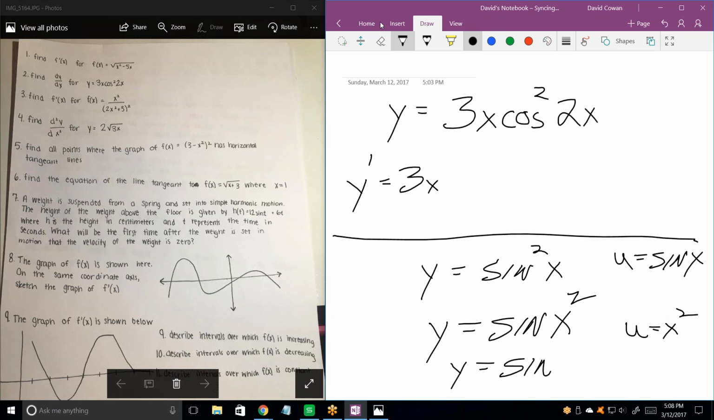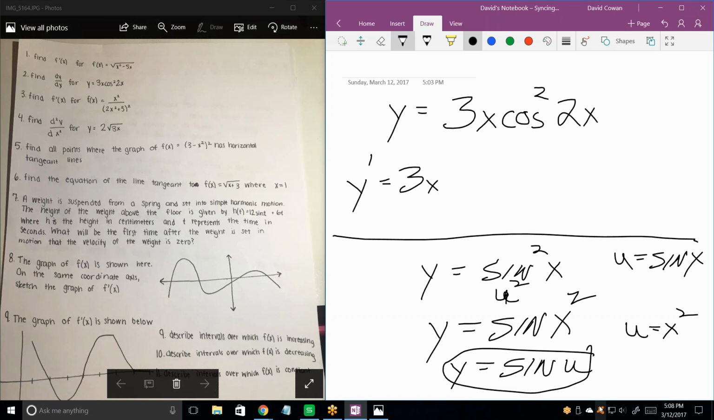y equals sine of u. I can differentiate that. That's cosine of u. Okay? I can differentiate this one, u squared. The derivative of that is 2u.